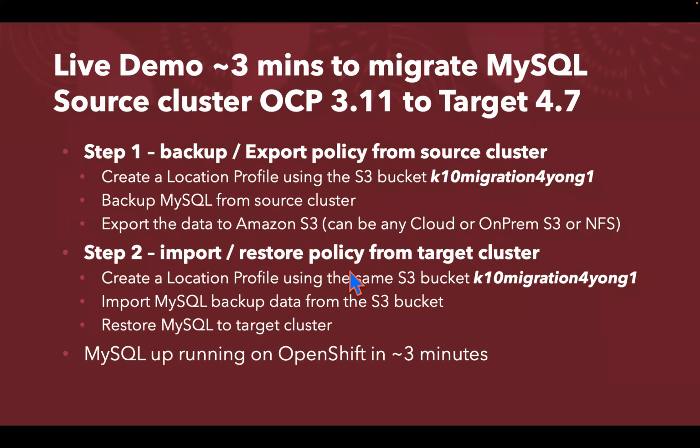Okay, technically, for a smaller application, you only need about 3 minutes. We can move the application from 3.11 to 4.7. It doesn't have to be 4.7, but in my case, I built the target OCP cluster running on 4.7. I have never tried other OpenShift versions yet. But 4.7 is the one I used for this particular demo.